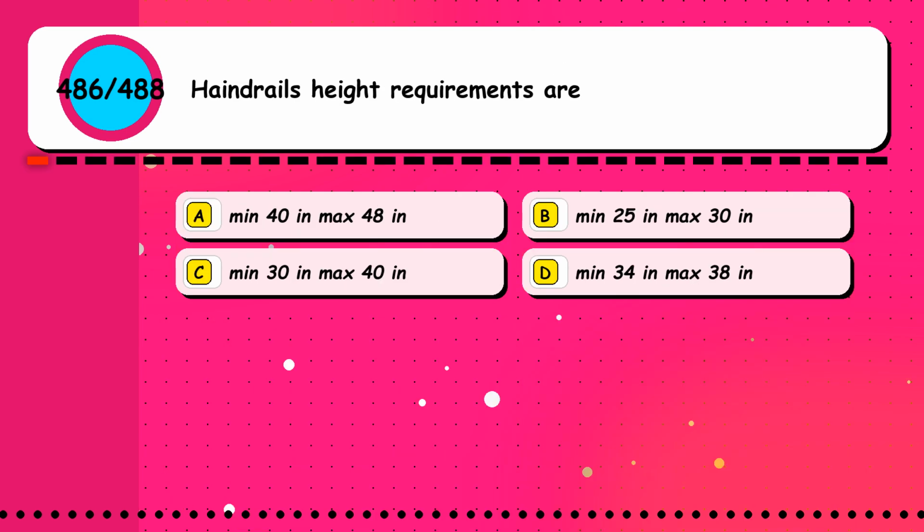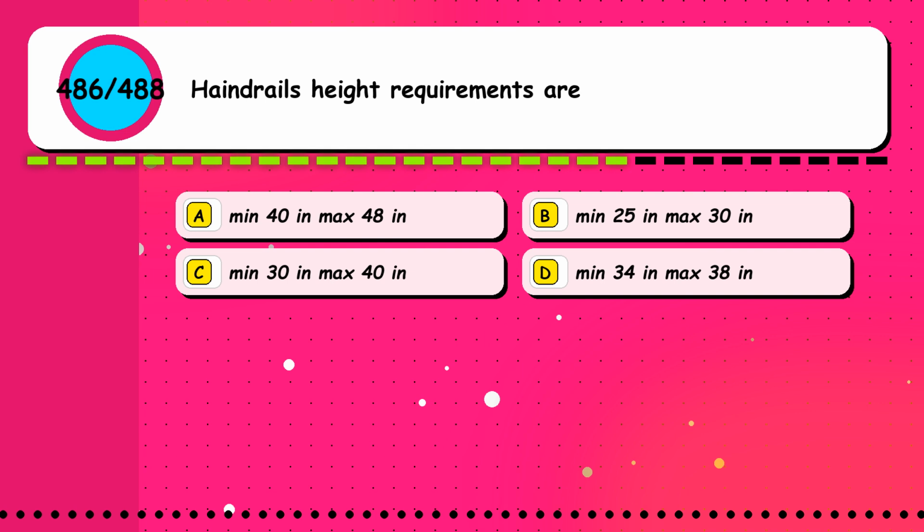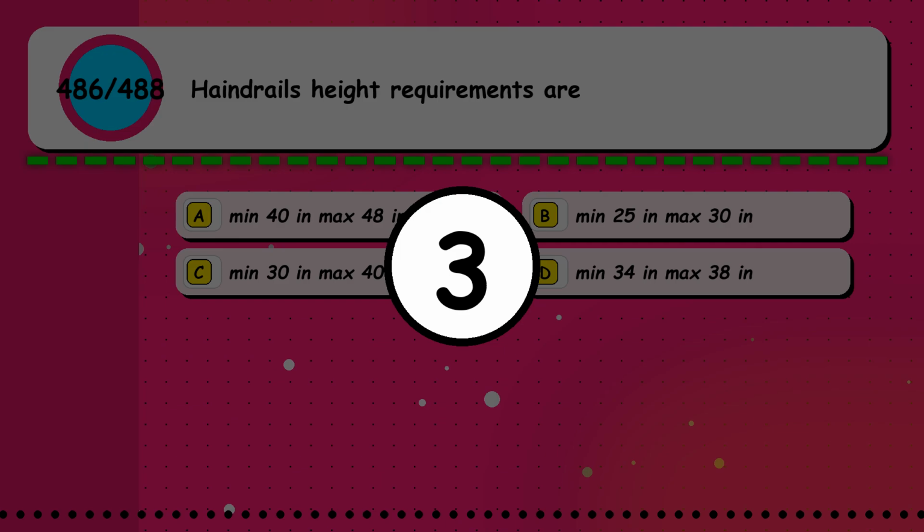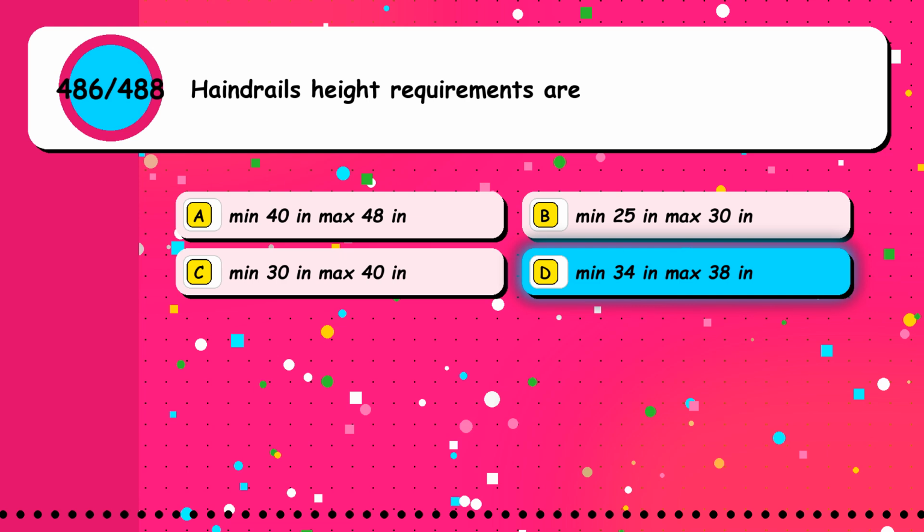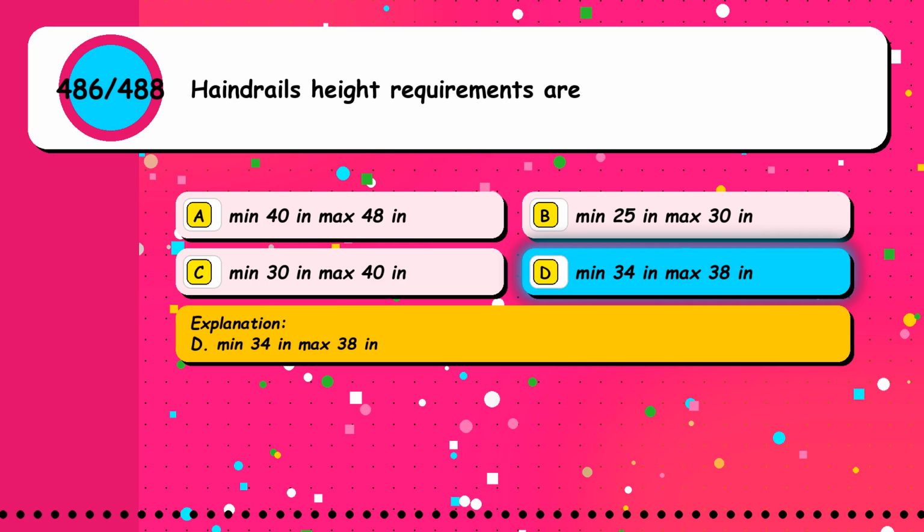Question 486. Handrail height requirements are: Option A, min 40 and max 48 in. Option B, min 25 and max 30 in. Option C, min 30 and max 40 in. Option D, min 34 and max 38 in. The correct answer is option D, min 34 and max 38 in.